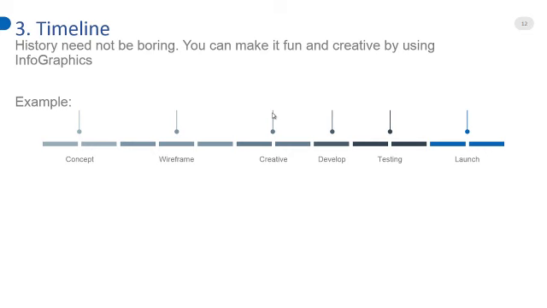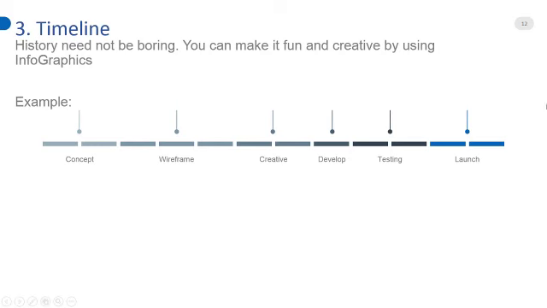So here's an example. It doesn't necessarily have to relate to history, but it can relate to a step-by-step process as well. As you can see, this example shows the whole timeline that it takes to launch maybe a product. From the concept, the idea, to structuring it, to filling in creative ideas, to developing it, to testing to make sure that it works, and to do a full launch.